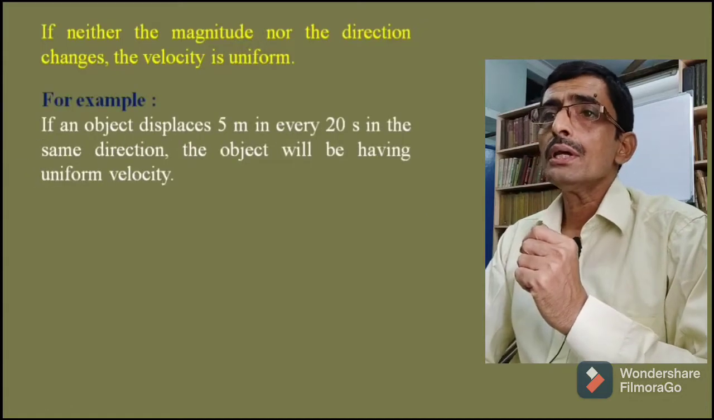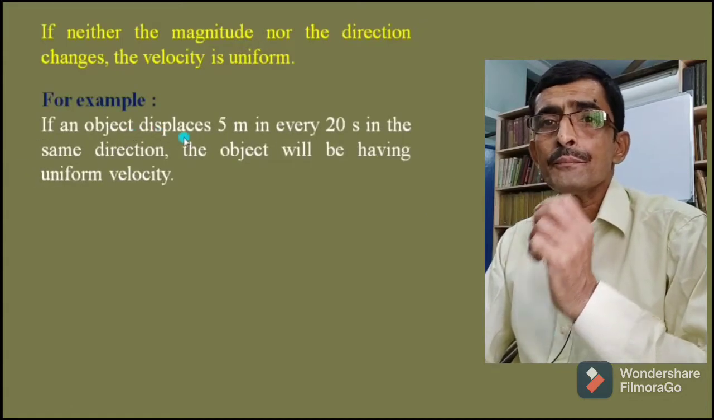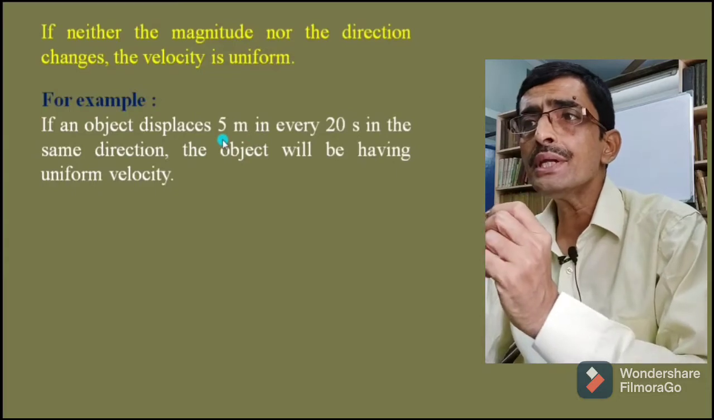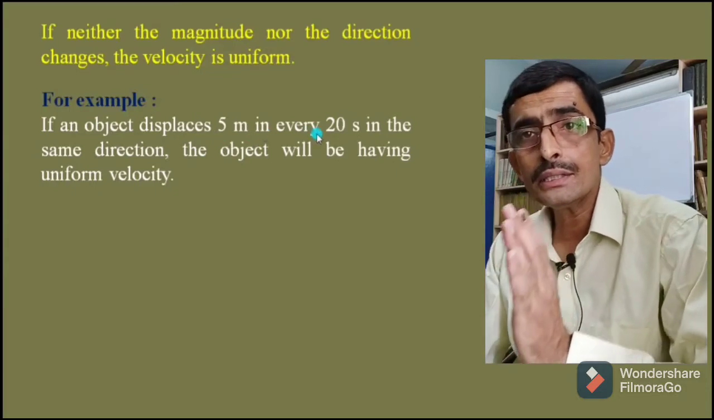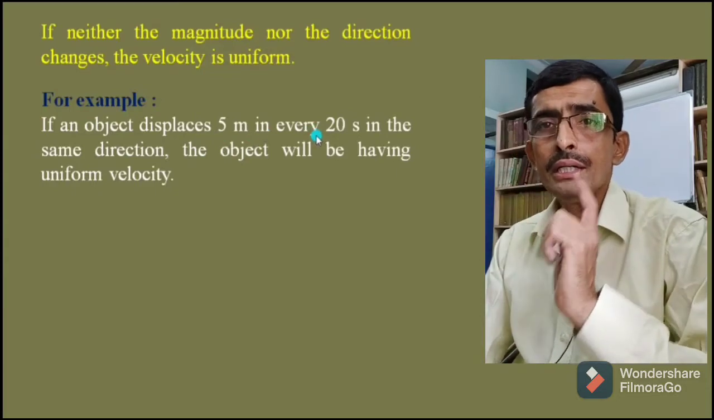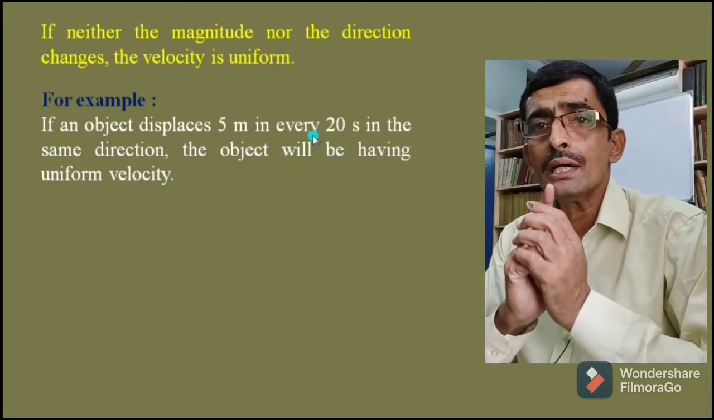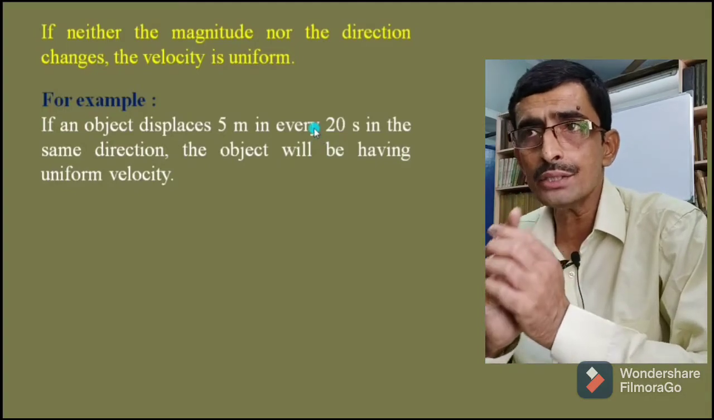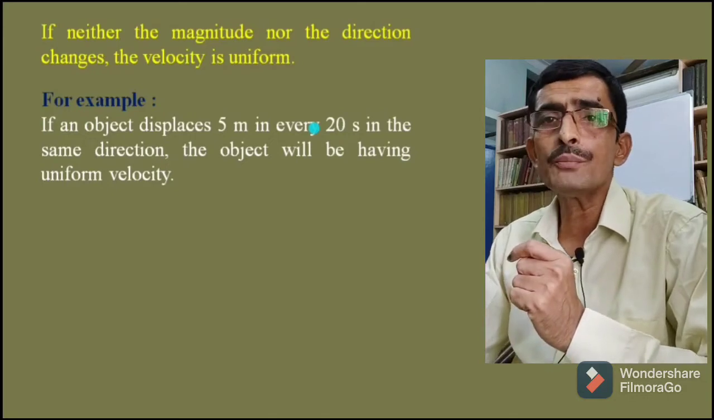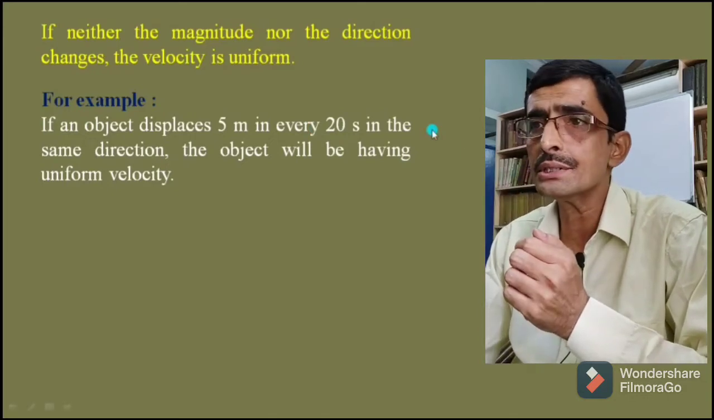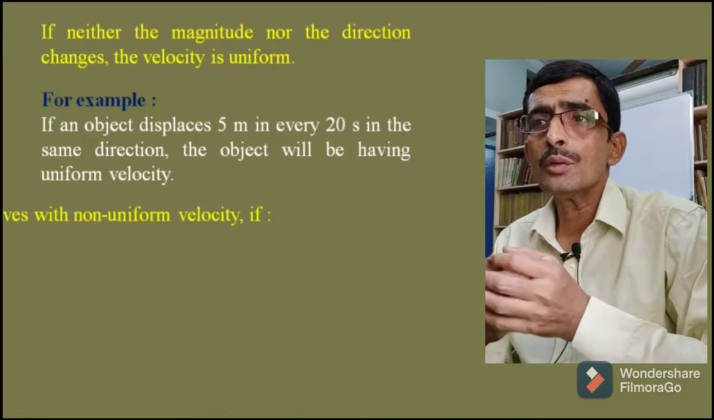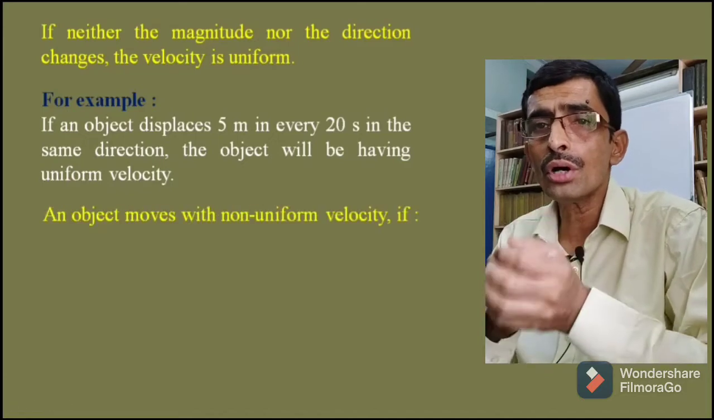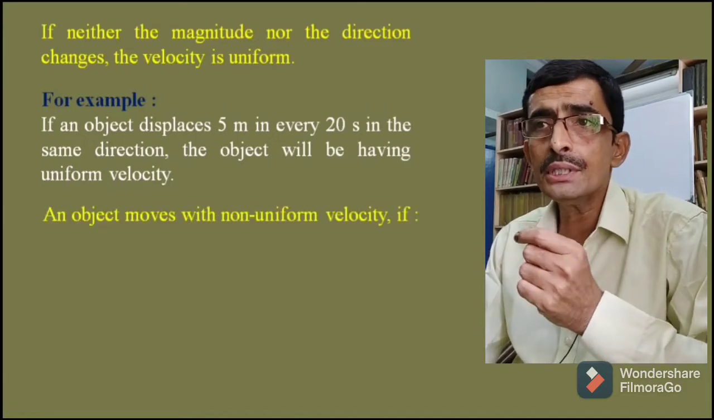For example, if an object displaces, say, 5 meter in every 20 seconds in the same direction, here the direction is not changing, its speed is also not changing, the magnitude is also not changing, therefore the object will have uniform velocity. Now when the moving object has non-uniform velocity, there may be three cases.